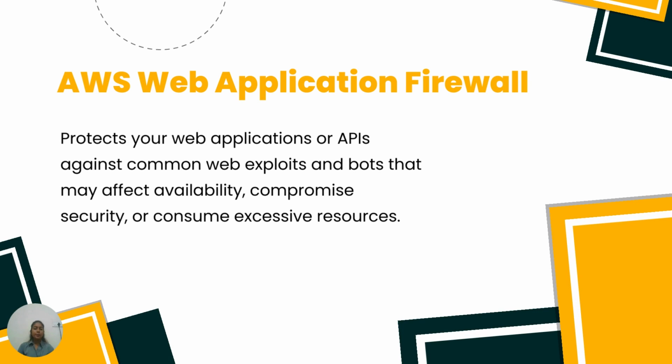The last one is AWS Web Application Firewall. It is a web application firewall that helps protect your web applications or APIs against common web exploits and bots that may affect availability, compromise security, or consume excessive resources. AWS WAF gives you control over how traffic reaches your application by enabling you to create security rules that control bot traffic and block common attack patterns such as SQL injection and cross site scripting.